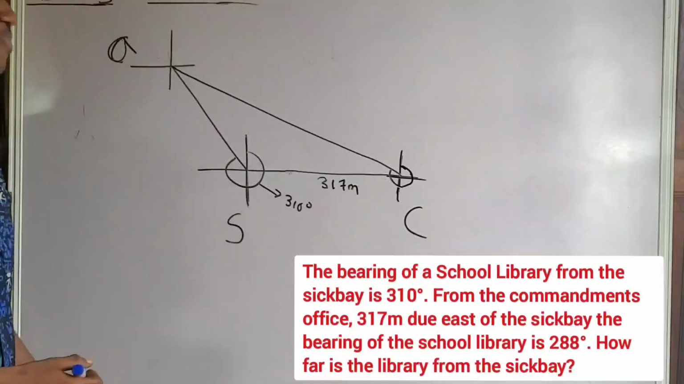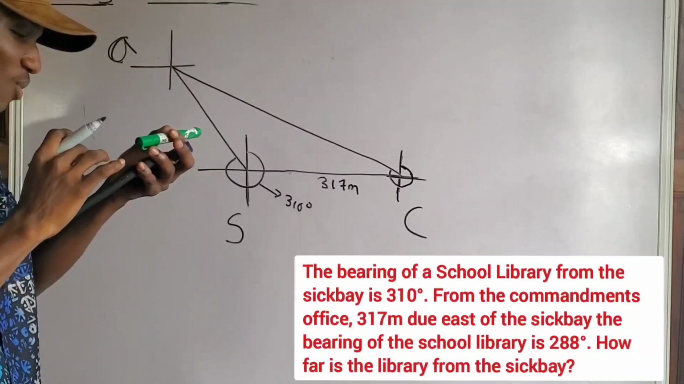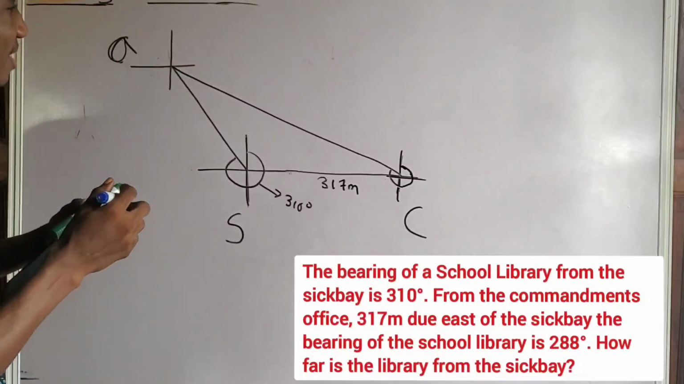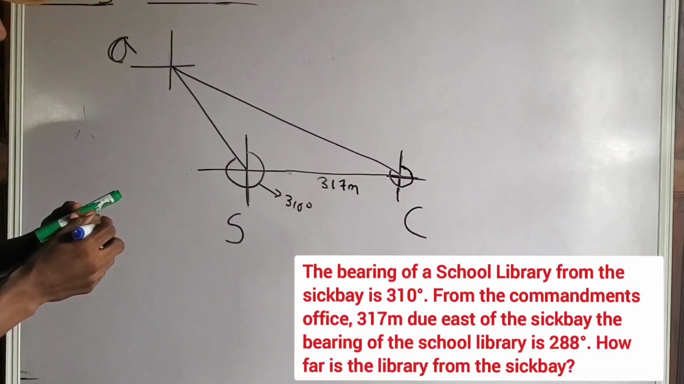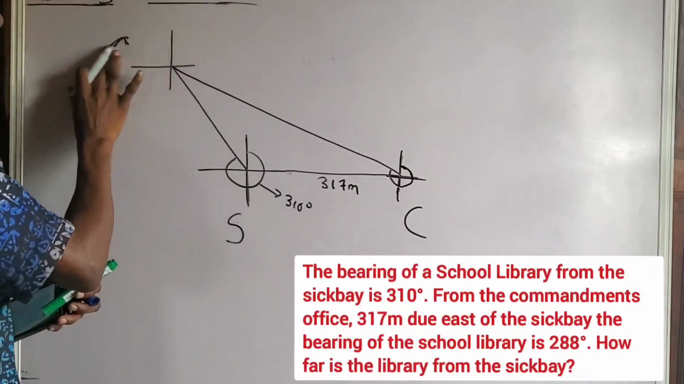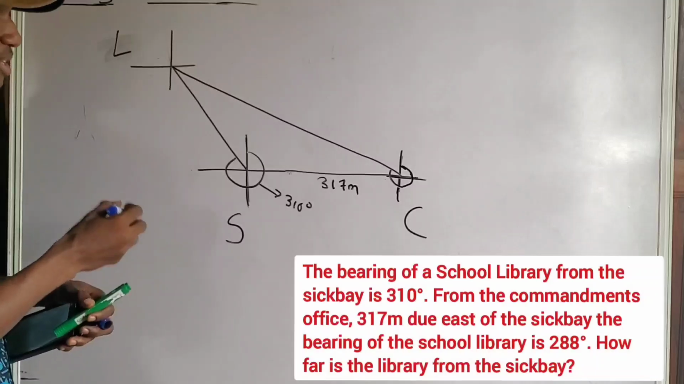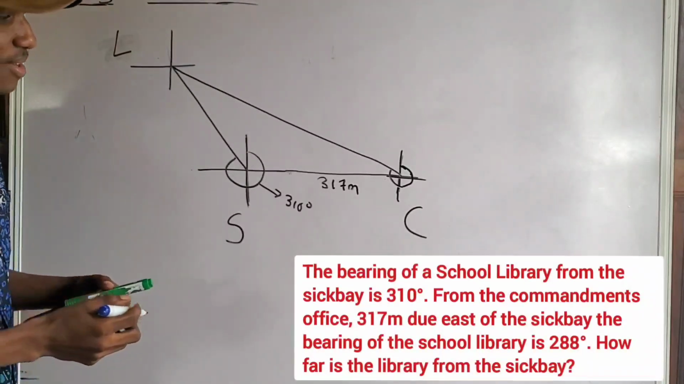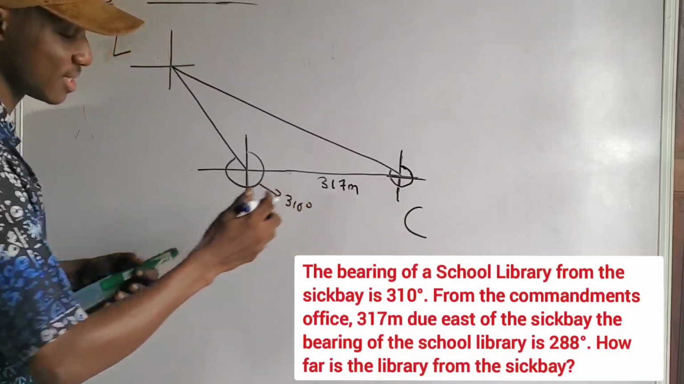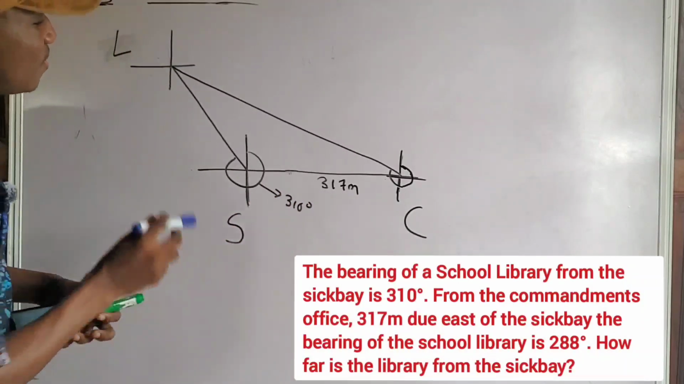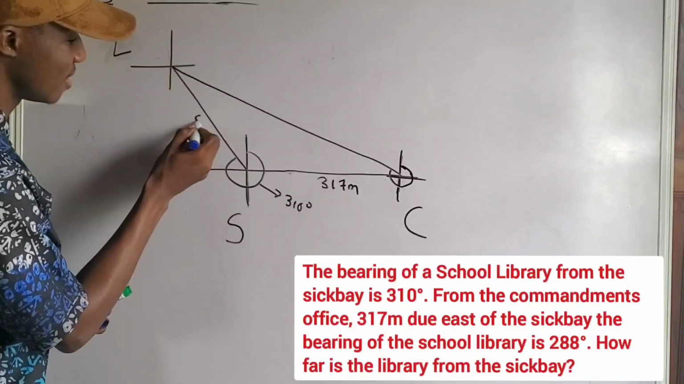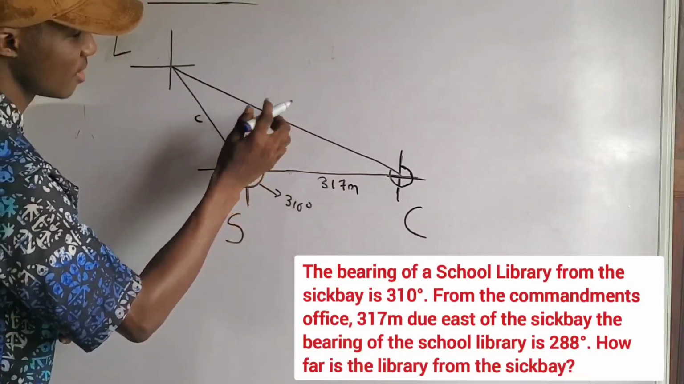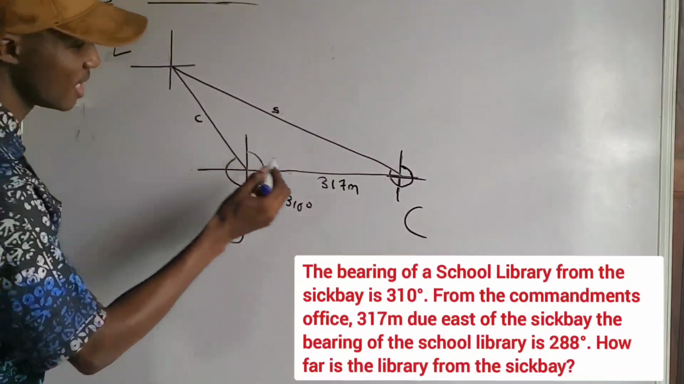So now, with respect to what we have here, we are asked to calculate the distance between the library and the sick bay. This is the school library. Let's represent it as L. We are looking for this distance. How can we calculate this distance? We are given this side as 317 meters. We are looking for this side, which is small letter c. This is small letter s. And this is small letter l.